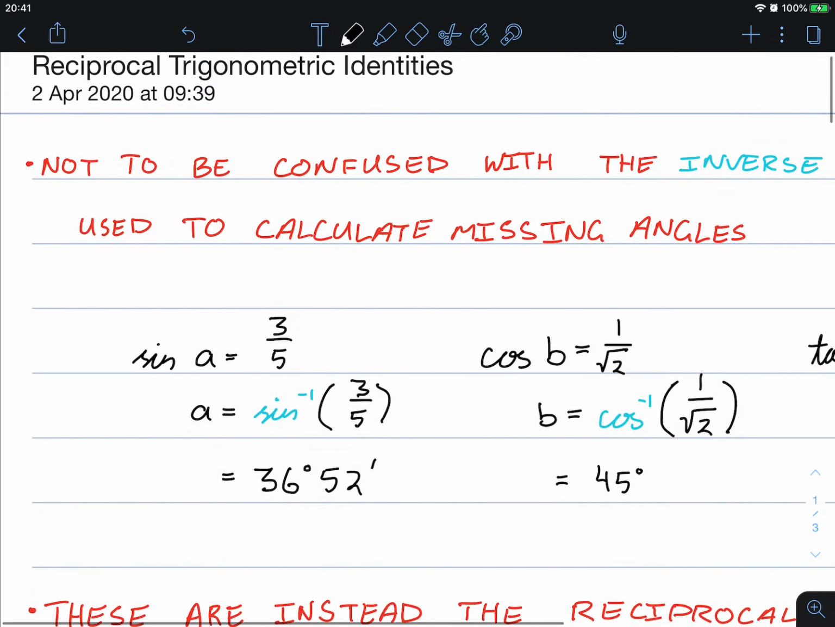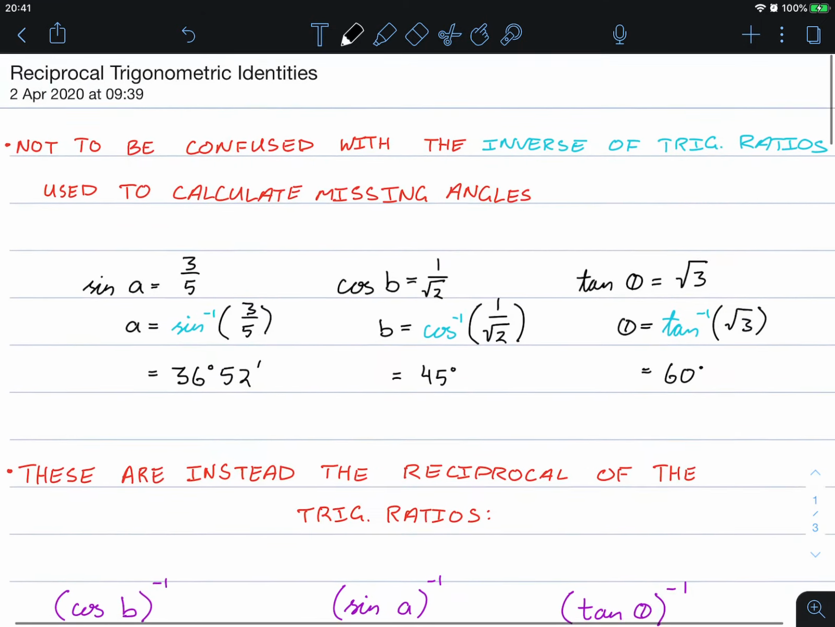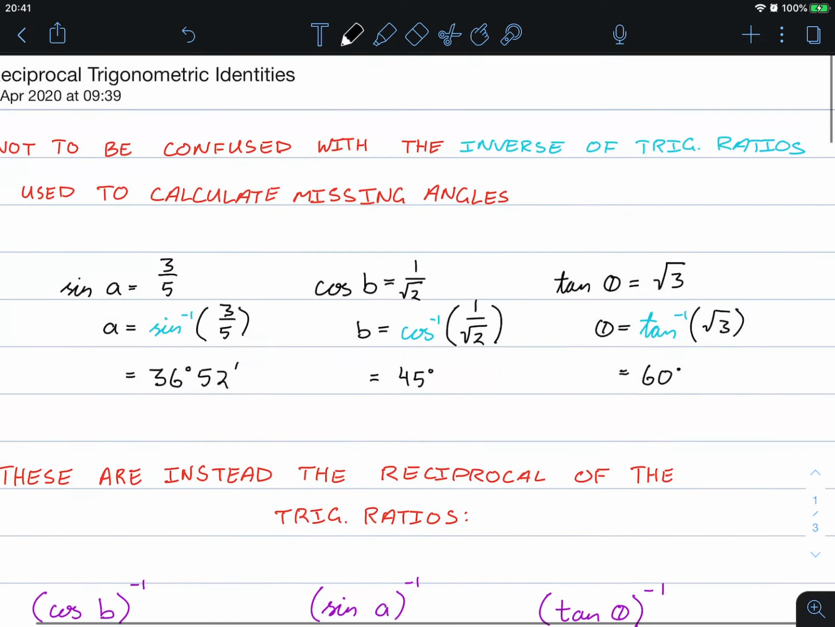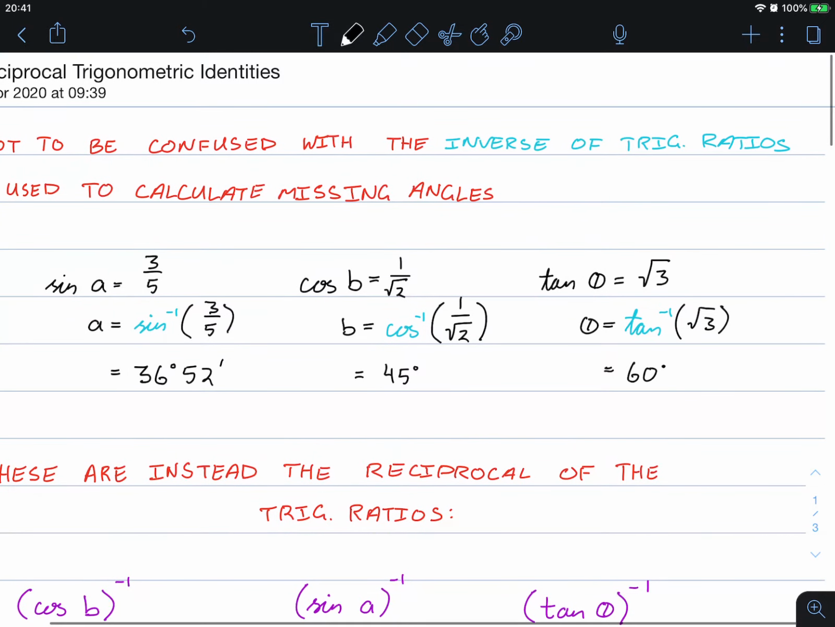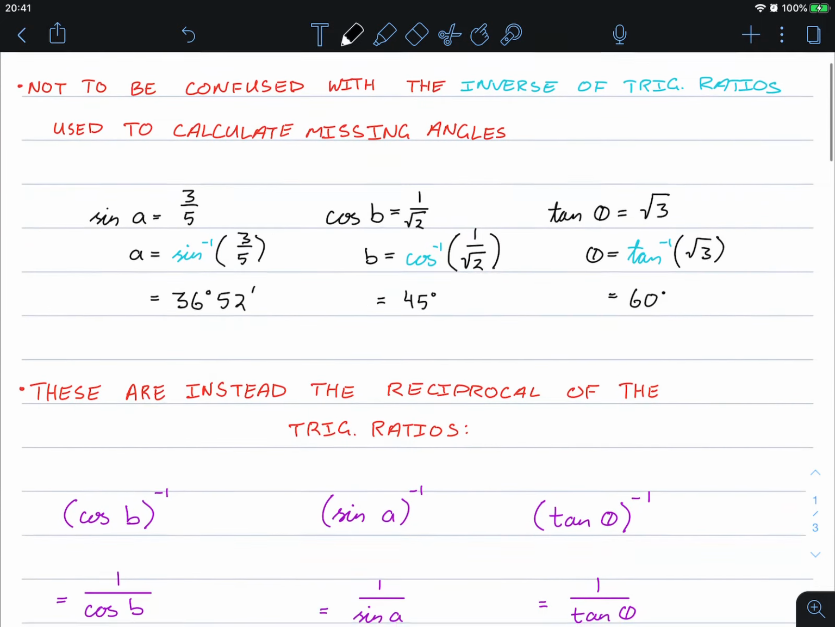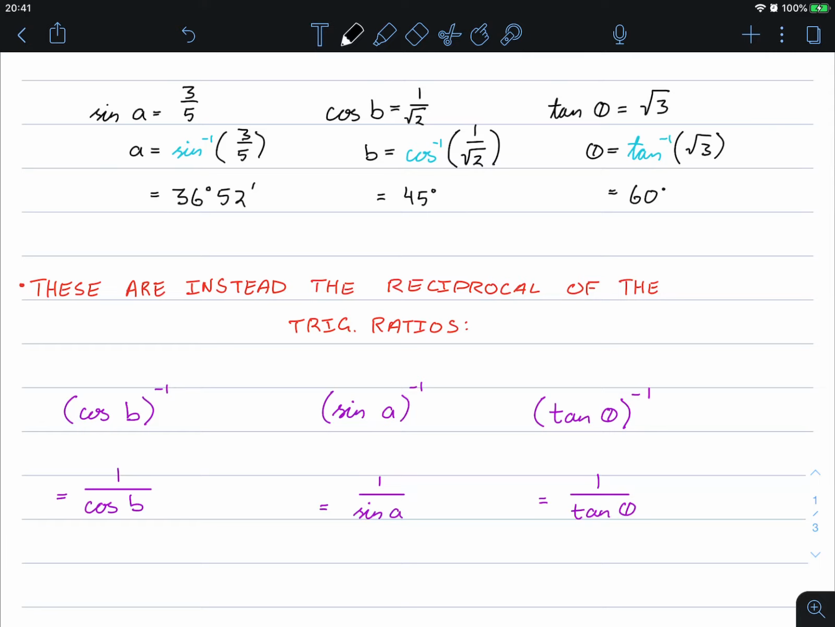These are not to be confused with the inverse trigonometric ratios used to calculate missing angles. So I've given three examples here, and I've highlighted them in a different color to emphasize what the inverse of trig ratios are. Those are used to calculate missing angles. What I'm about to show you is not the same. These are instead the reciprocal of the trig ratios. So once again, really trying to emphasize, this is not the same as this.